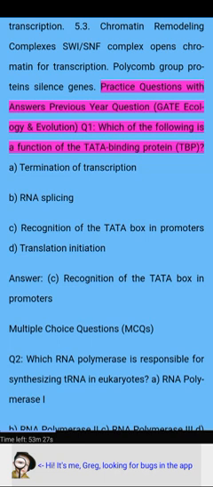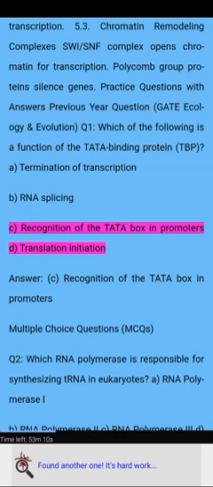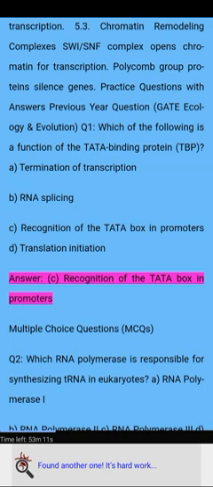GATE Ecology and Evolution. Q1. Which of the following is a function of the TATA binding protein, TBP? A. Termination of transcription. B. RNA splicing. C. Recognition of the TATA box in promoters. D. Translation initiation. Answer: C. Recognition of the TATA box in promoters.